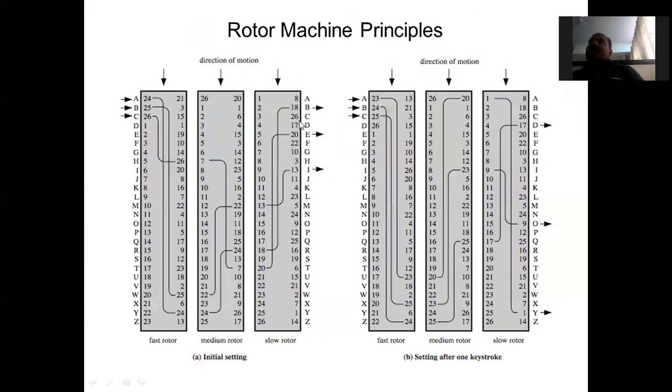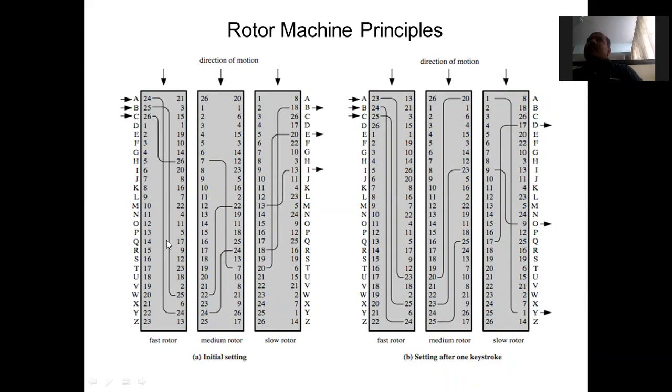Now this is the inside logic of the rotor machine. So which principle is used in the rotor machine? This is the principle. Here you can see that we have two different diagrams. One is called A, that is the initial setting, and the second is the setting after one stroke.